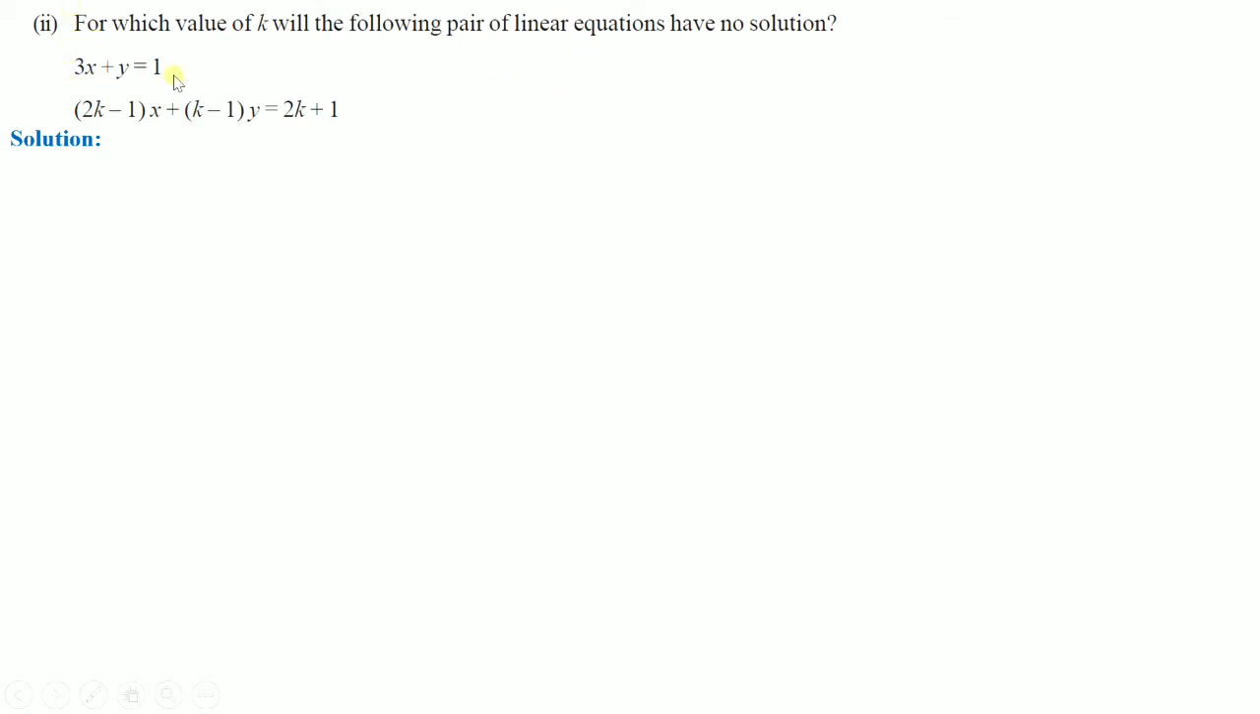So here we have two equations, equation number 1, equation number 2. Let us proceed. Now we will find a1 upon a2. a1 means this 3 and a2 means 2k minus 1.